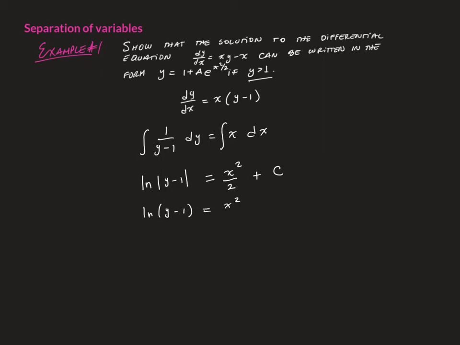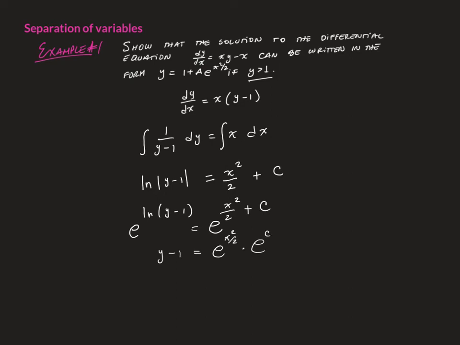And what we're going to do next is we're going to put everything as a power of e. So we're going to do e to the power of ln (y minus 1), e to the power of x squared over 2 plus c. And when we do this, e and ln, the natural logarithm, are inverse functions. So what we get on the left hand side is y minus 1.